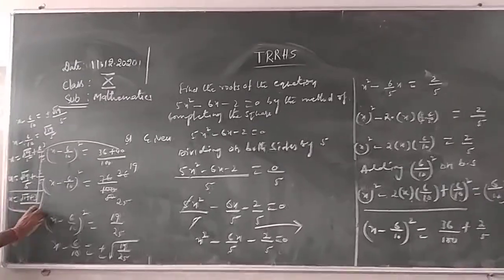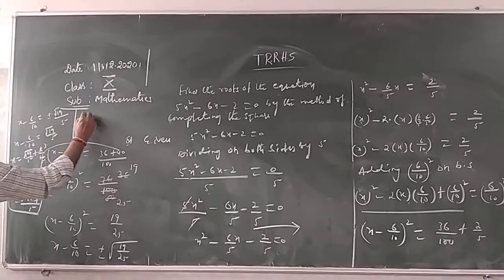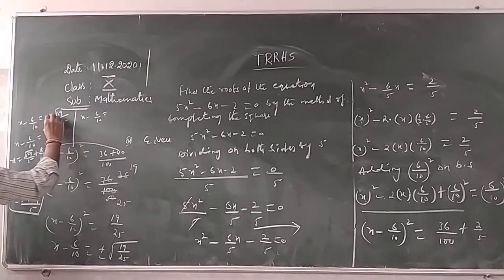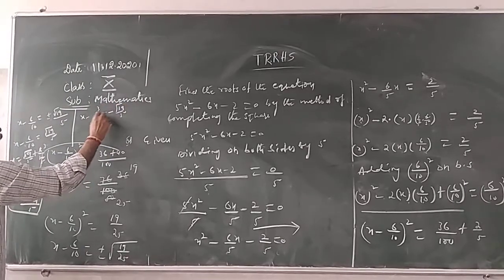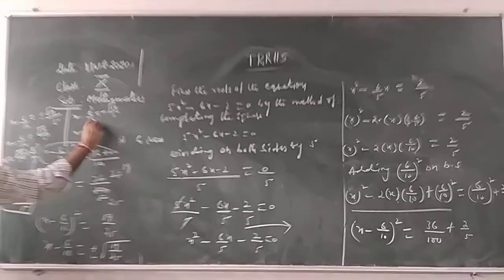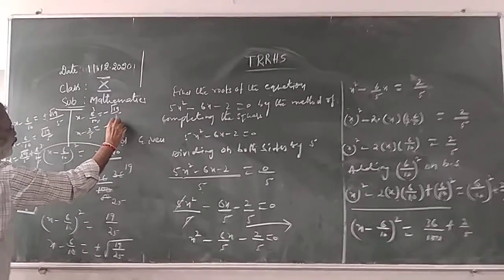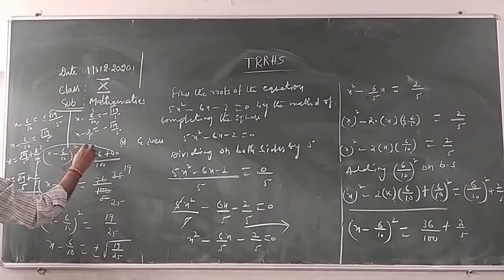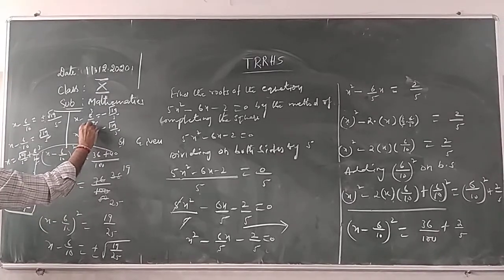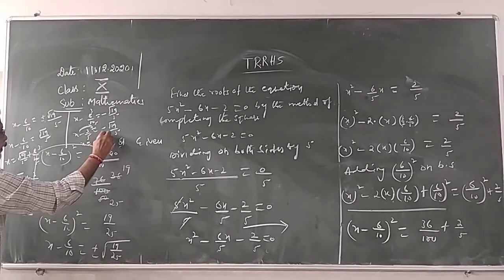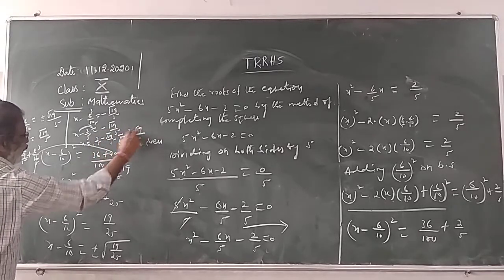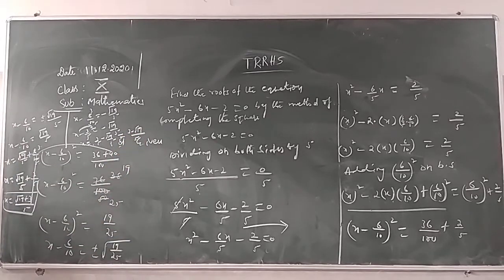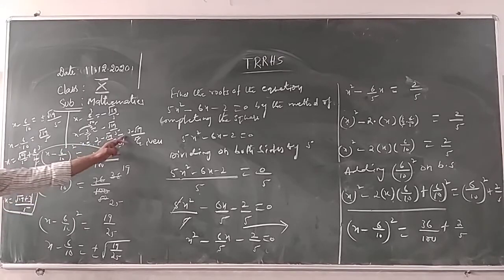This is one value. One more value. X minus 6 by 10, this time we take minus: minus root 19 by 5. X minus 3 by 5 is equal to minus root 19 by 5. So x is equal to minus root 19 by 5, carry the minus 3 by 5 to the right side, plus 3 by 5. So x is equal to 3 plus root 19 by 5, x is equal to 3 minus root 19 by 5.